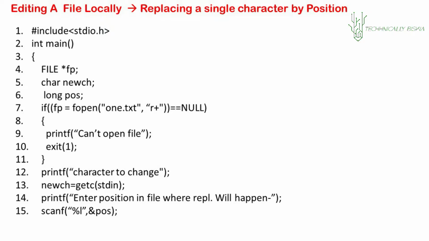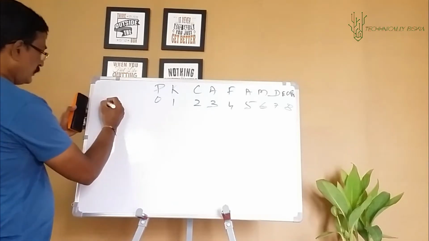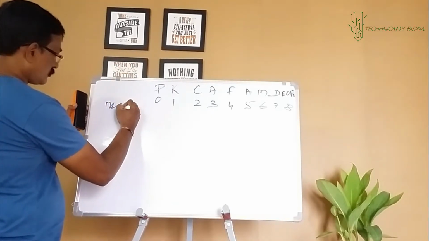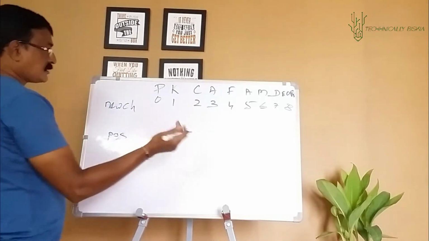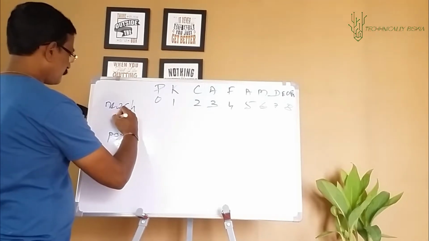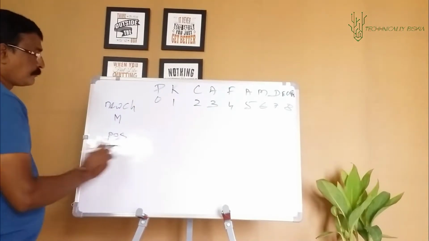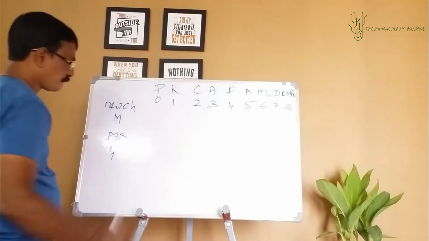If not, then you get two values from the user: a new character and the position. For that I have two variables, newch and pos. Alright, so let's go back to the board. So you have got two variables, newch and pos. The user says newch is M and the position the user says is 4.